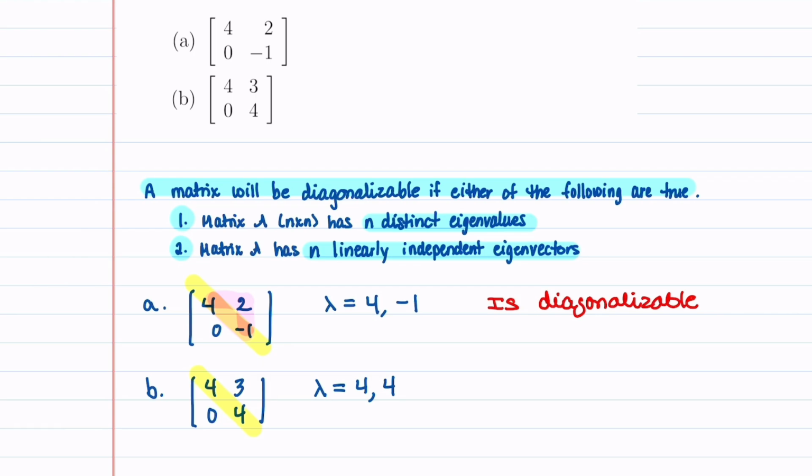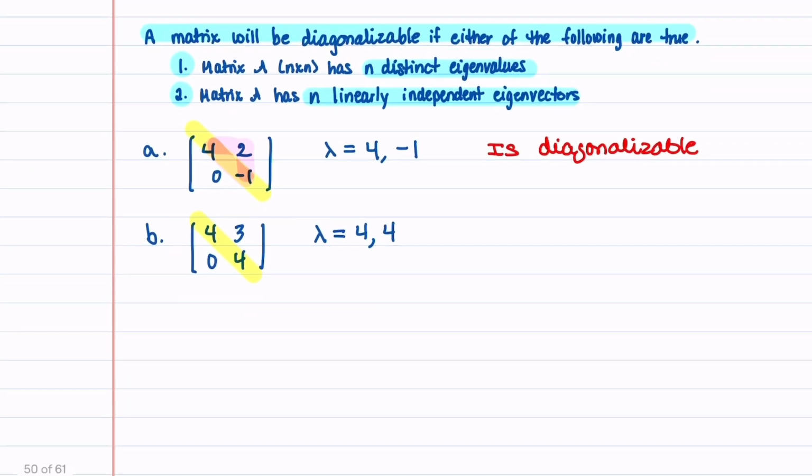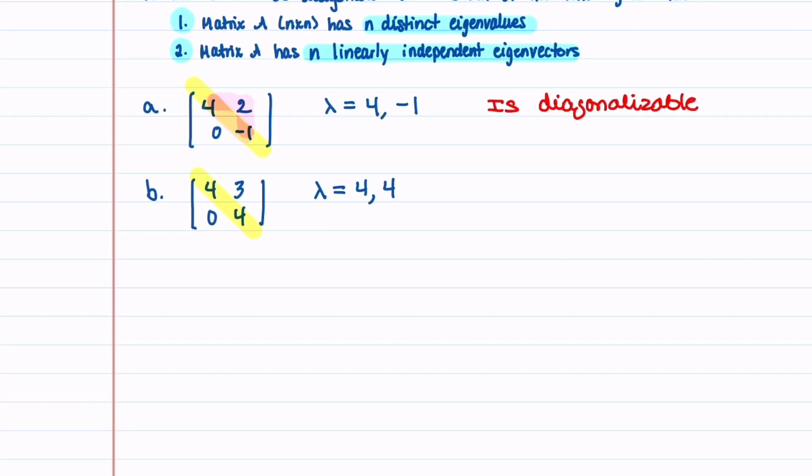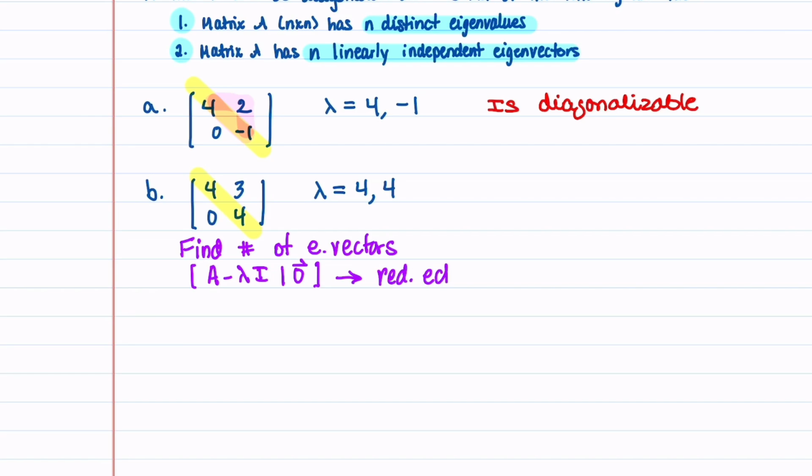What we're going to have to do is do a little bit more work and find out if we have, or in this case, because it's a 2 by 2 matrix, if we have two linearly independent eigenvectors. What we're going to have to do is find the number of eigenvectors. To find the eigenvectors, we're going to take A minus lambda I, augment it with 0, and unfortunately, we're going to have to put this all the way down in reduced echelon form.